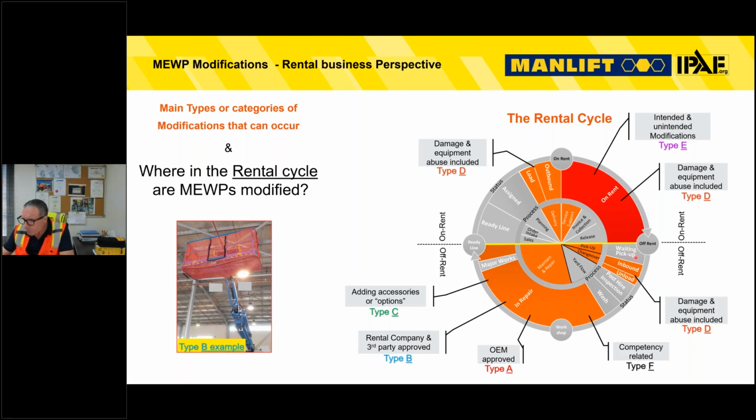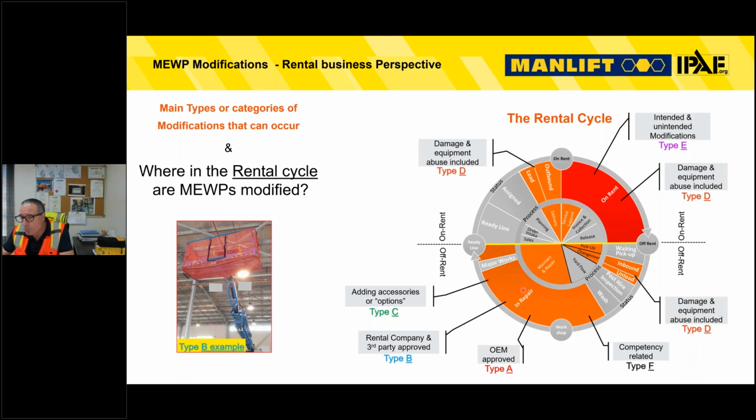So let me discuss where and the types of modifications that can take place. First of all, I'll start with below the yellow line, the off-rent cycle. What I call type D modification can take place on the back of a delivery vehicle. When MEWPs are coming back in from rent, they can be damaged or abused on the back of a truck. Maybe they're tied down too tightly, with too much force, or the incorrect tie down equipment is used, and that can damage the MEWP. So this is damage or a modification to a MEWP during transportation.